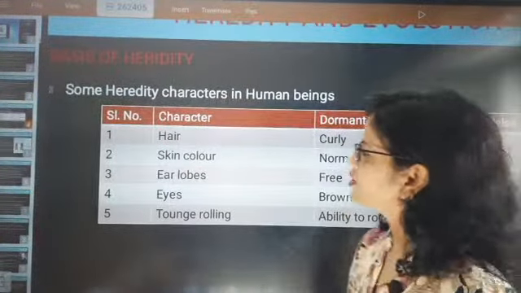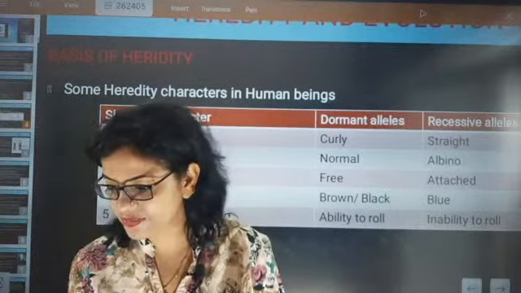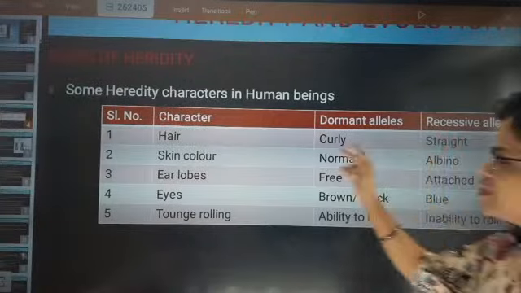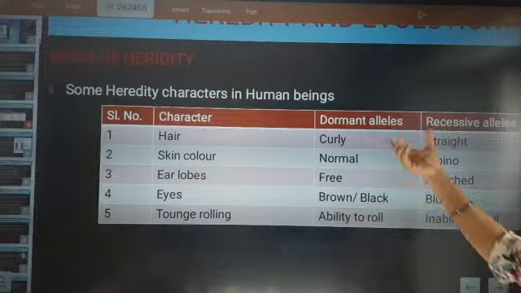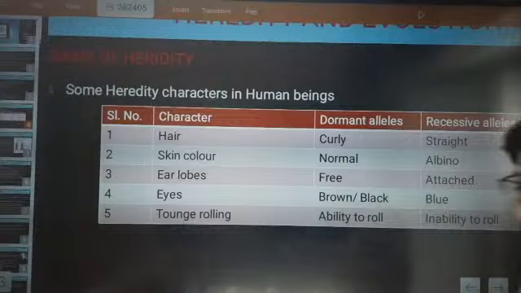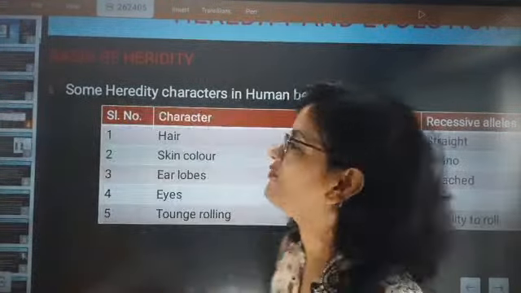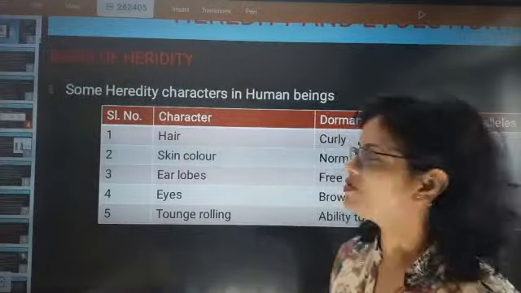So now, what are the dominant traits? There are certain dominant traits, beta. Just check this one out. Hair will be either curly or straight. The one which is dominant is curly. So you might have seen that most of the people exactly have curly hair. Very few people have straight hair.